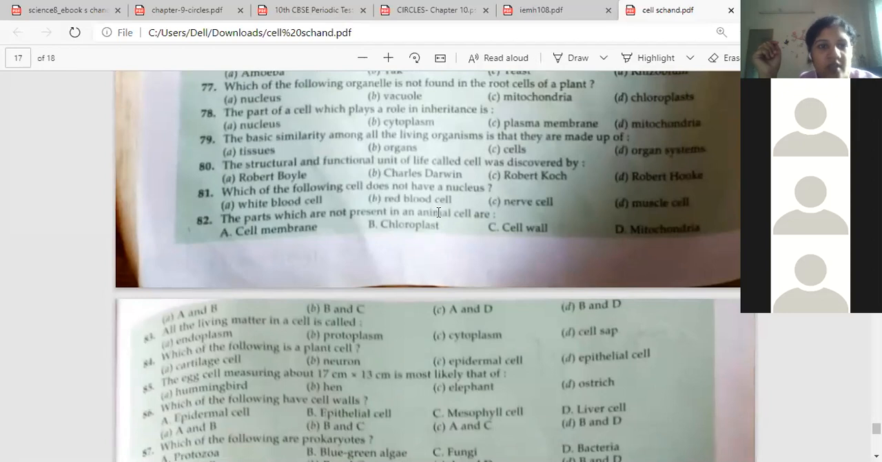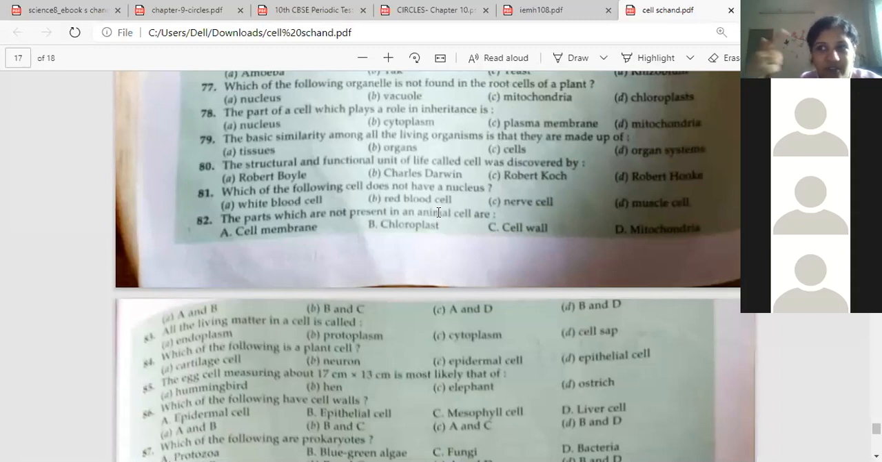The parts which are not present in the animal cell. Ma'am, babies and all have. One second, let me check that. RBCs have a life of 120 days. So after every 100 to 120 days, RBCs die in our body, in the adult body also.